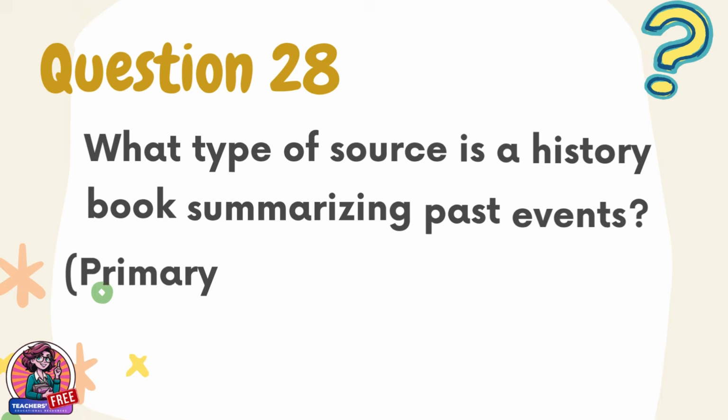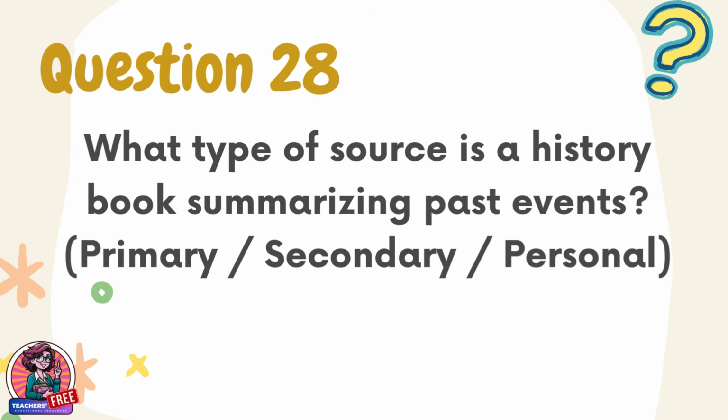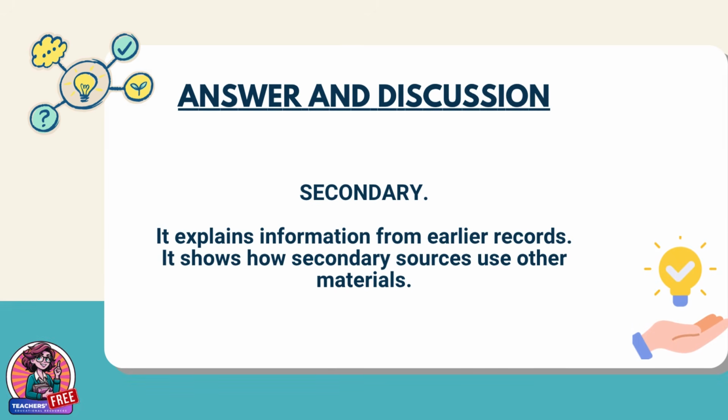Question 28. What type of source is a history book summarizing past events? Primary, secondary, personal. Answer: secondary. It explains information from earlier records. It shows how secondary sources use other materials.